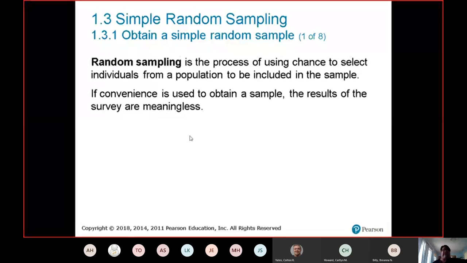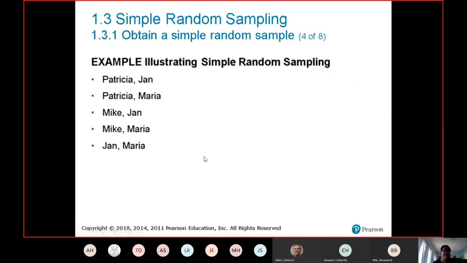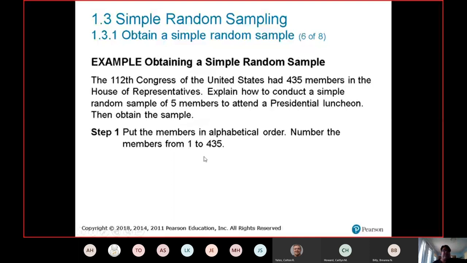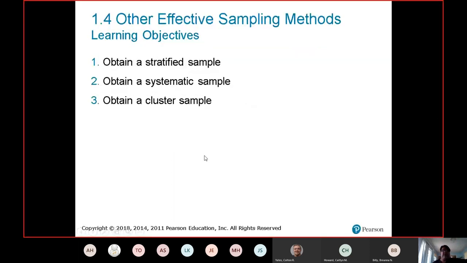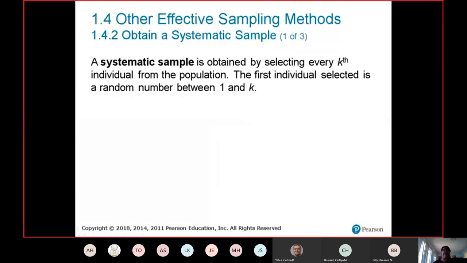Now, a systematic sample is obtained by selecting every blank individual from a population. Systematic, put down in your notebook: every 100th person in the phone book. Or let's make it easy: the last person on each page of the phone book. So you turn the first page, you pick that person. You turn the next page, you pick that person. Turn the next page, you pick that person in the bottom right-hand corner.